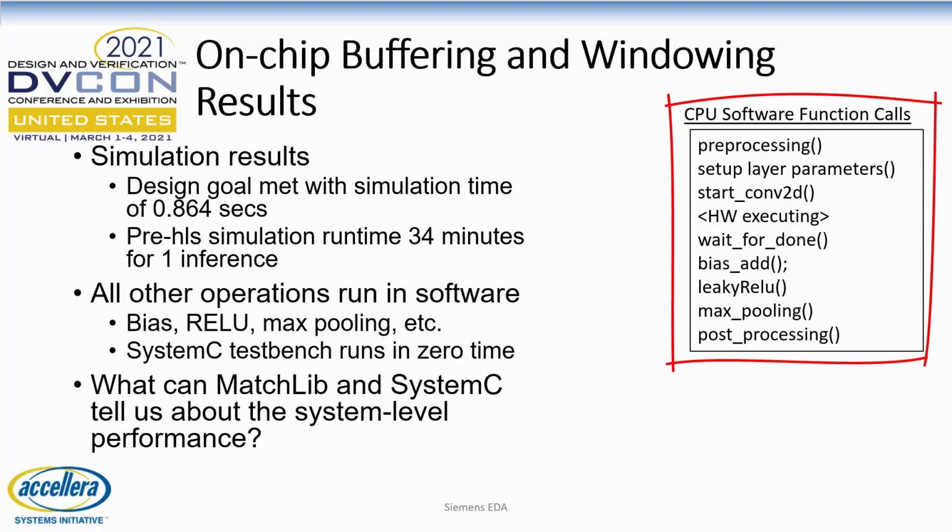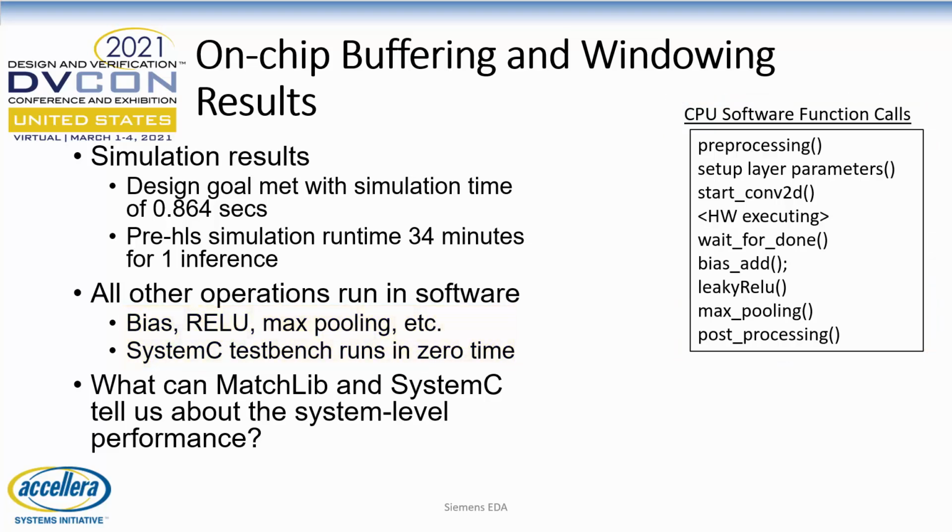All of the other operations for the convolutional layers are assumed to run in software. This includes the bias, the activation function, and the max pooling. However, with our SystemC test bench, this has all been coded as pure untimed C++, which means it executes in 0 time. So assuming that our convolution engine needs to work in coordination with a CPU, the question that needs to be answered is what can MatchLib and SystemC tell us about the system level performance?